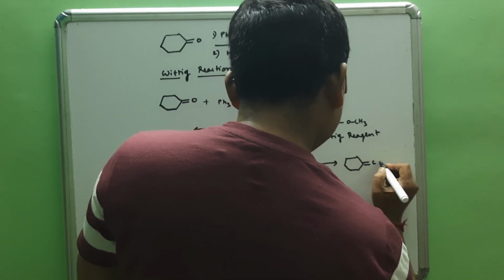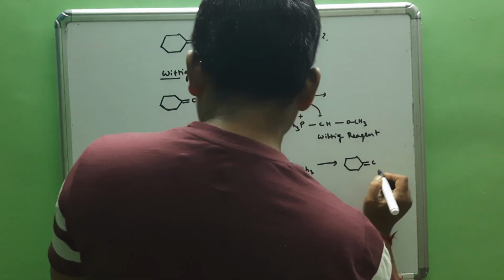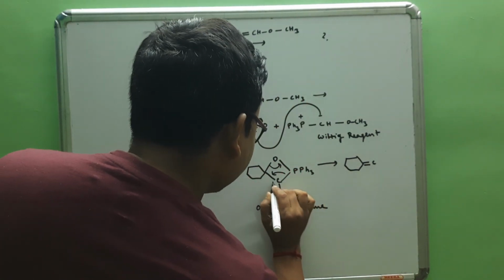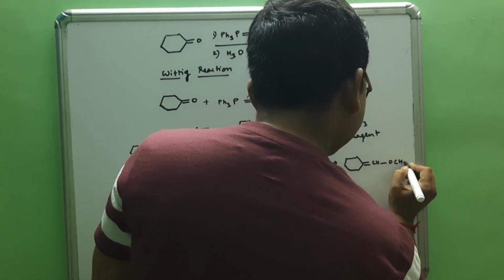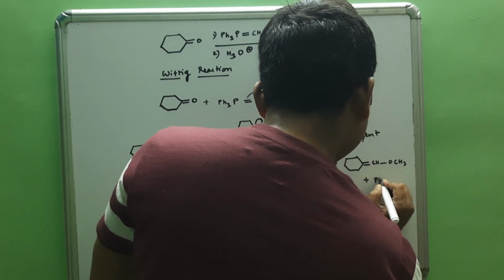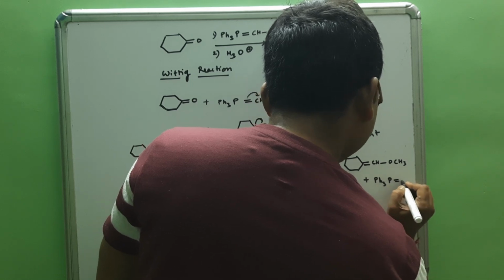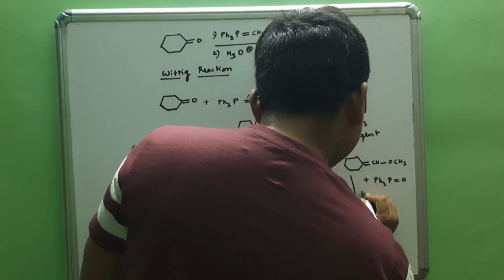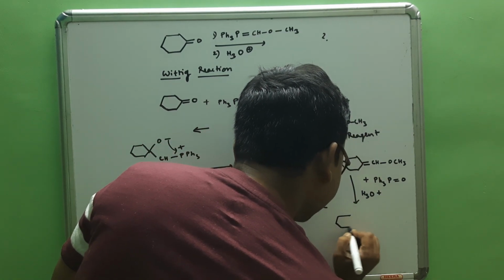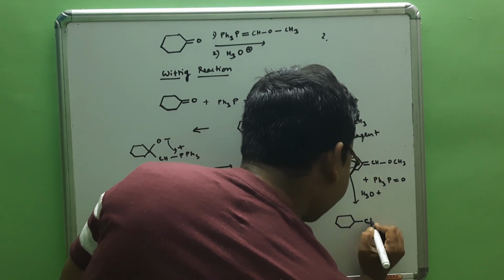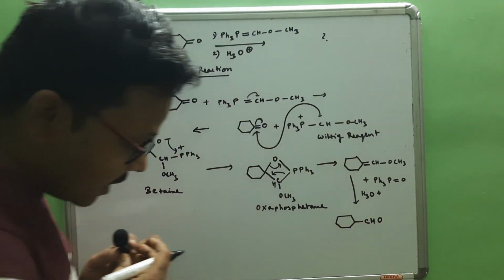See, where hydrogen is there, so this is CH3 and this is triphenylphosphine oxide, and if this compound is given H3O+, the end product will be like this, CHO. So this is the end product.